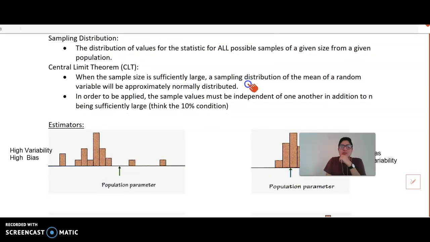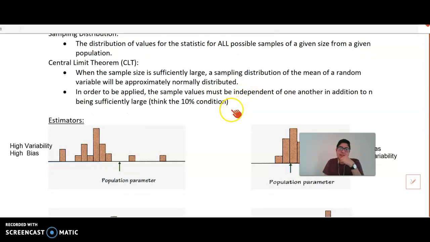And then lastly, we're going to look at the central limit theorem. We'll be doing an activity in class to verify this. Sorry, online students, but these, remember, are just summary videos, which are the notes portion of the course. All right, so the CLT, or the central limit theorem, tells us that when the sample size is sufficiently large, a sampling distribution of the mean, or proportion, of a random variable will be approximately normally distributed.